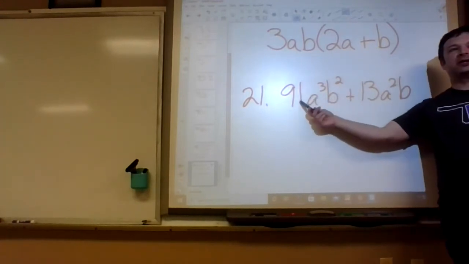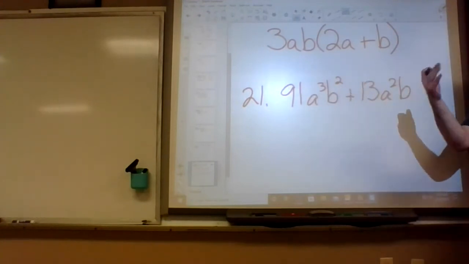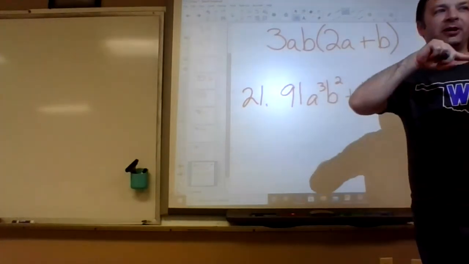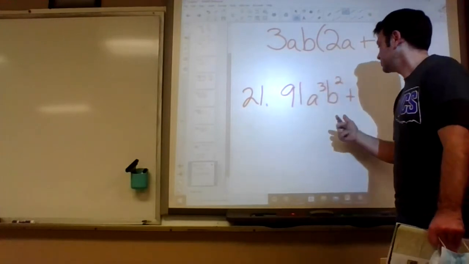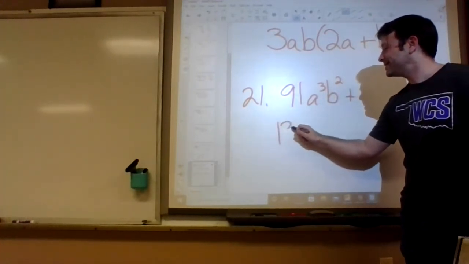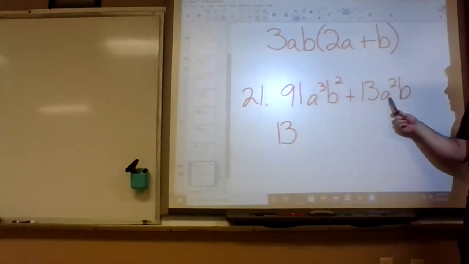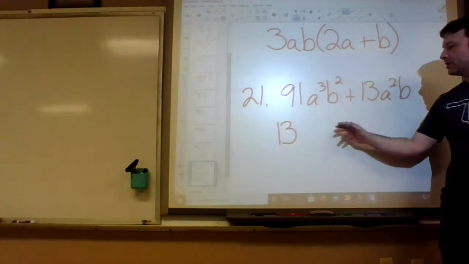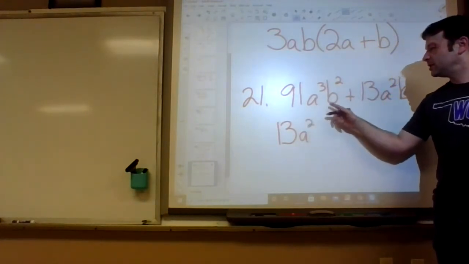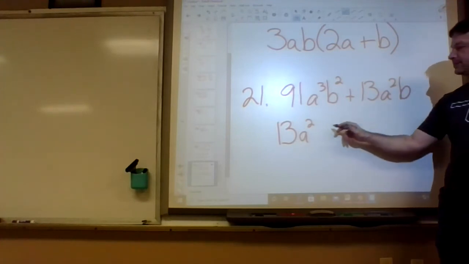So does 13 go into 91? Yes. How many times? 7. You just have to plug it in your calculator: 91 divided by 13 is 7. Or you can work it out by hand. So 13 comes out of both of those. How many A's can I take out? 2. They both have at least A squared. How many B's can I take out? 1. Good job.